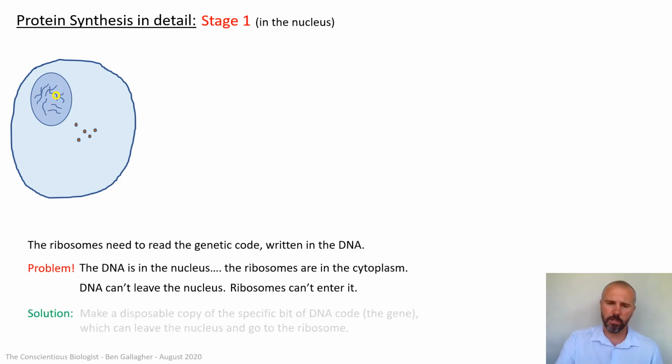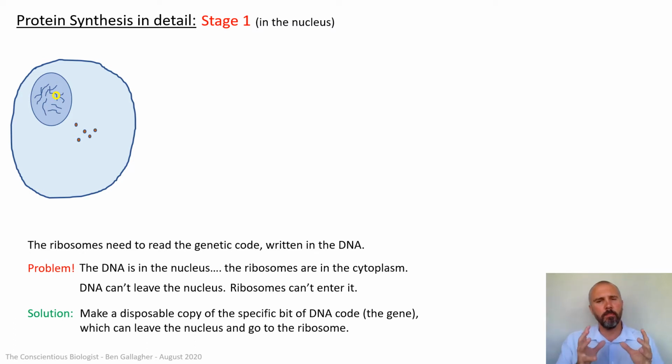But there's a solution. What you can do is make a disposable copy of the specific bit of DNA code, which is just the gene, the bit that I put in a circle up there, that one gene that's specific to the protein you need. And if you can make a disposable copy, that disposable copy can leave the nucleus and go to the ribosome. It's like making a photocopy: it doesn't matter if it gets damaged, because you've still got the original document that you made the photocopy from.